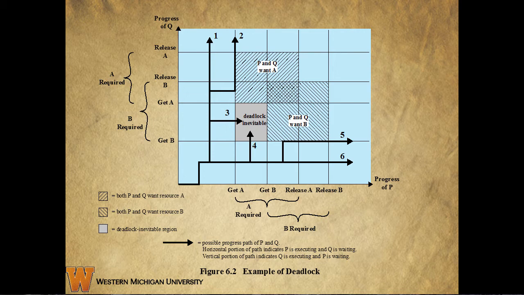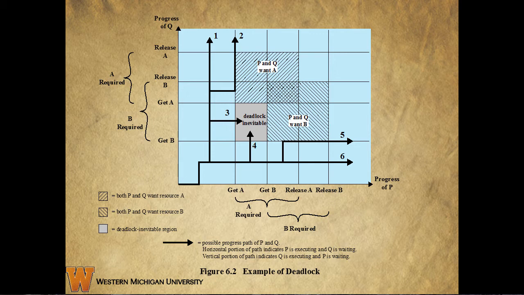The figure indicates areas in which both P and Q require resource A, which are upward slanted lines in the diagram. Both P and Q require resource B, which is indicated by downward slanted lines, and both P and Q require both resources. Because we assume that each process requires exclusive control of any resource, these are all forbidden regions. That is, it's impossible for any path representing the joint execution progress of P and Q to enter these regions. Now, our figure shows 6 different possible execution paths. Let's take a look at them one by one and talk about whether they're going to work out or not.